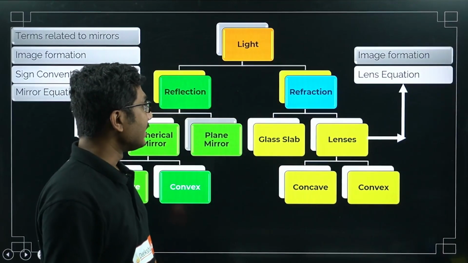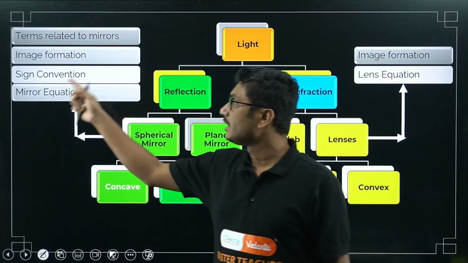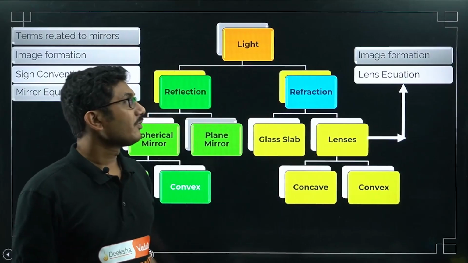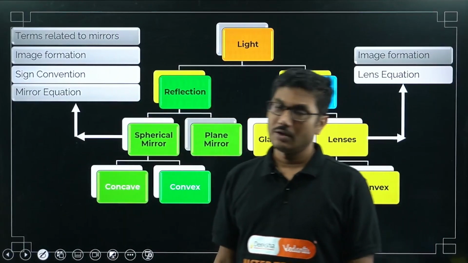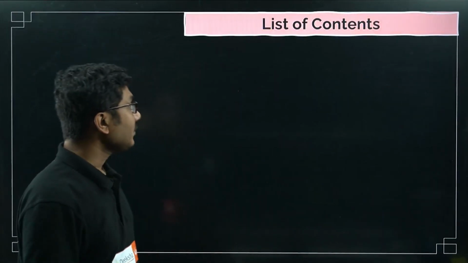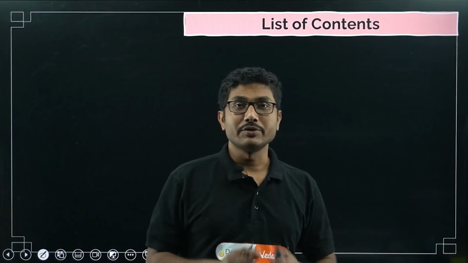Next, in the lenses part we have image formation and the lens equation. As I said, image formation is already taken care of. There will be some terms in lenses as well, but they are very similar to mirrors. Okay, but let's look into today's discussion. What are all the topics that we are going to discuss today?